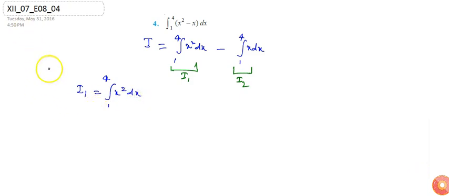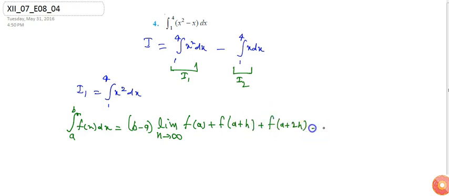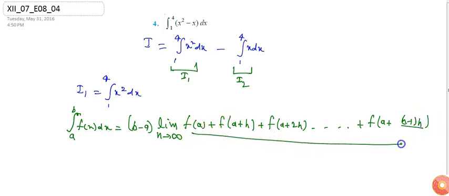So I know that integration as limit of sum is defined as: if integration a to b of f(x) dx, then the integration will be (b minus a) times limit n tends to infinity of [f(a) plus f(a plus h) plus f(a plus 2h) up to f(a plus (n minus 1)h)] divided by n, where h equals (b minus a) by n.